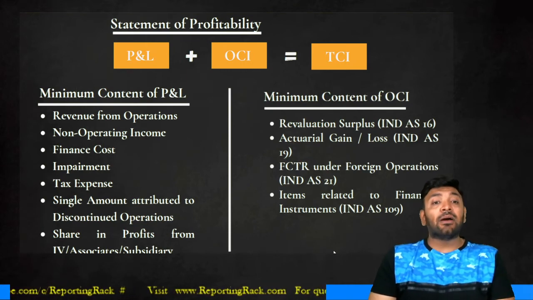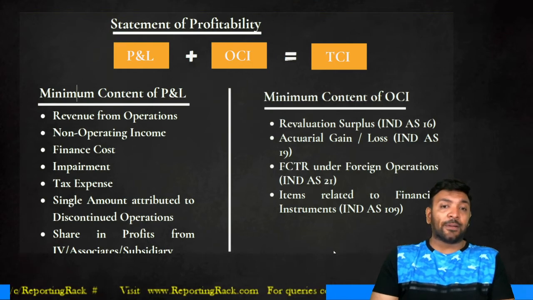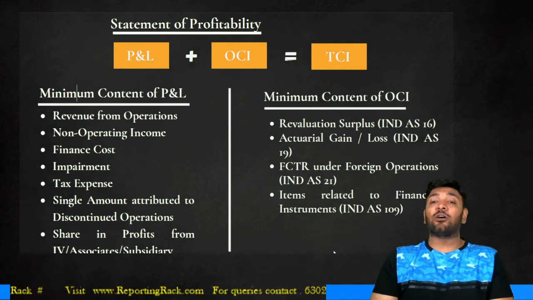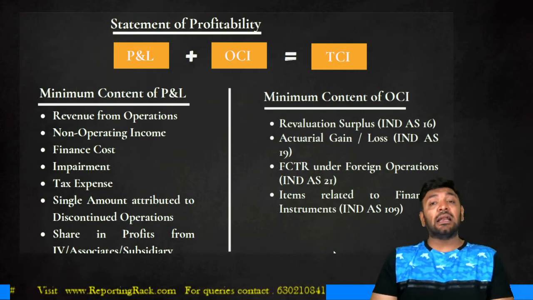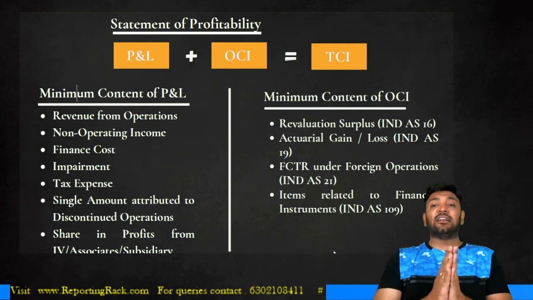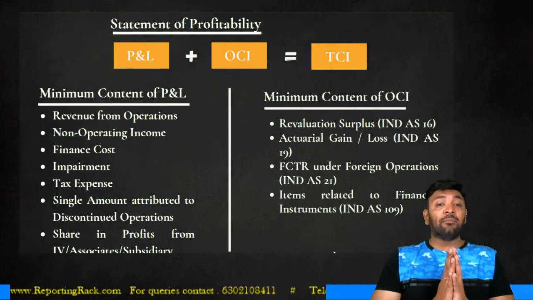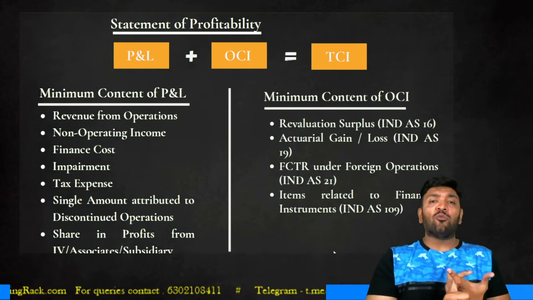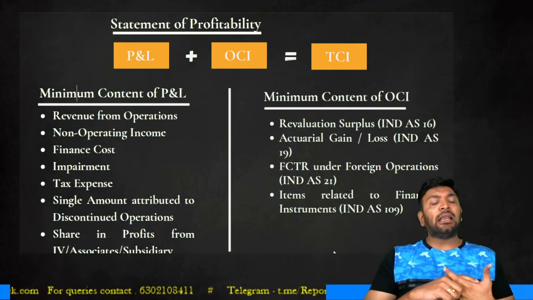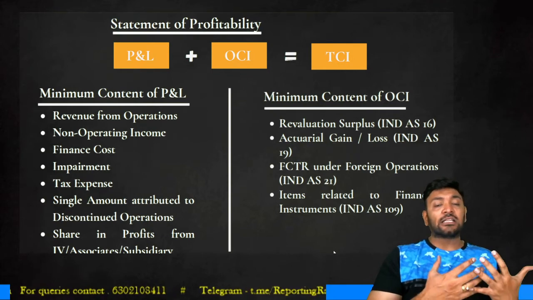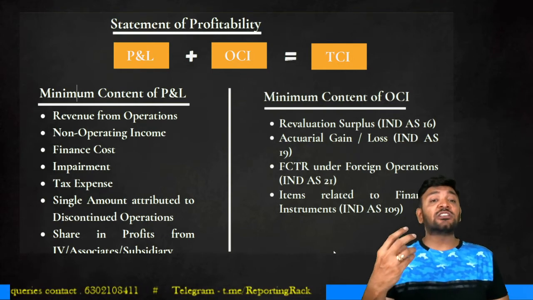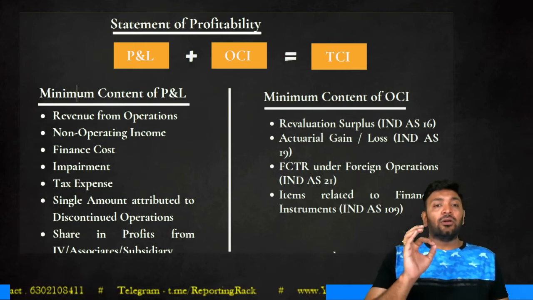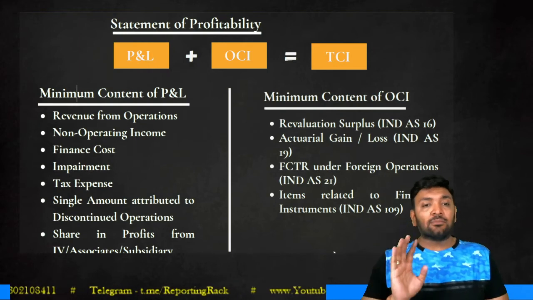There are certain minimum contents in the P&L, but please remember that the word minimum content is not applicable for OCI. Though I have written minimum content, the contents of OCI are rigid, fixed. But P&L has certain minimum contents. Revenue from operations, non-operating income. What is a non-operating income? I have been into trade of furniture or steel, but I have certain fixed deposits on which I get interest. I got a tax refund in the previous year. So all these are non-operating incomes.